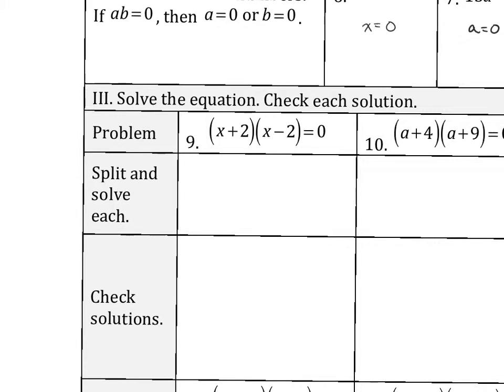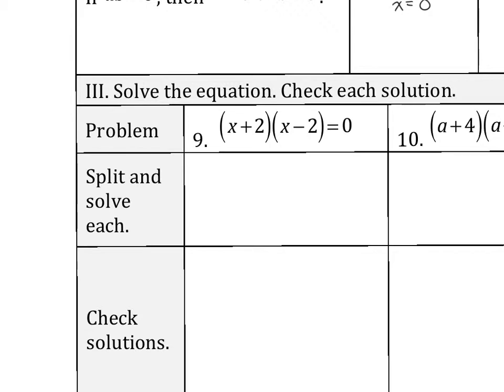So let's now practice using the zero product property. Notice all we have is x plus 2 times x minus 2 equals 0, which means each one of those can be set to 0. The first one, x plus 2, is 0, or x minus 2 is 0. Now we just solve each one: subtract 2 from this side, and over here I'm going to add 2 to both sides. And here are my two solutions. x is negative 2 or x is positive 2.